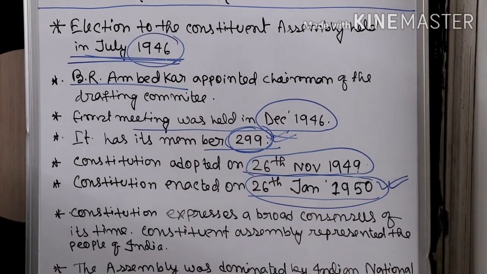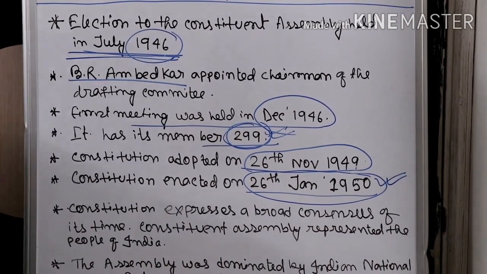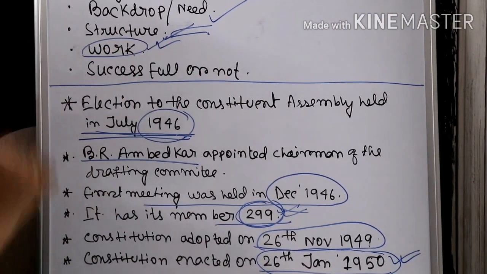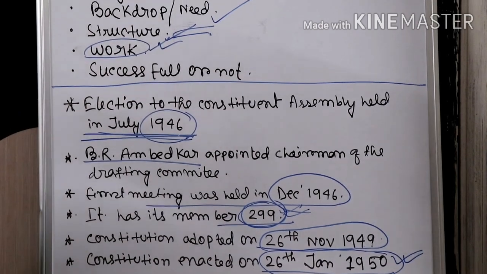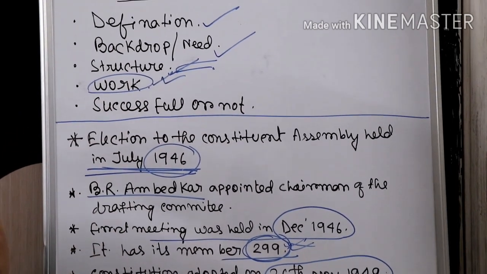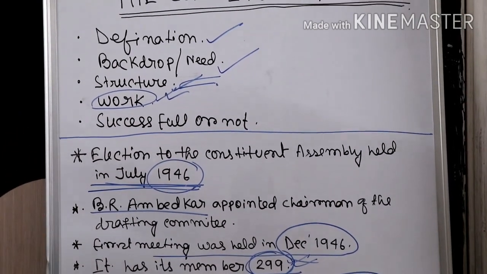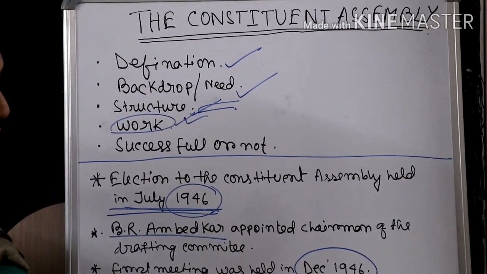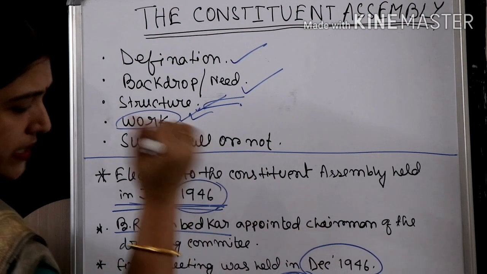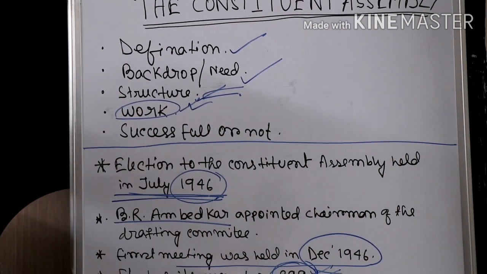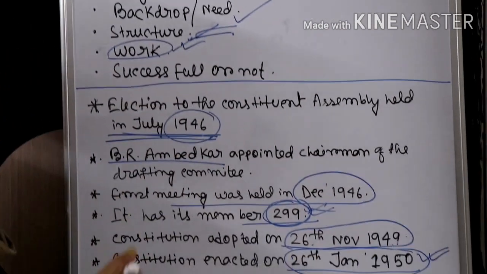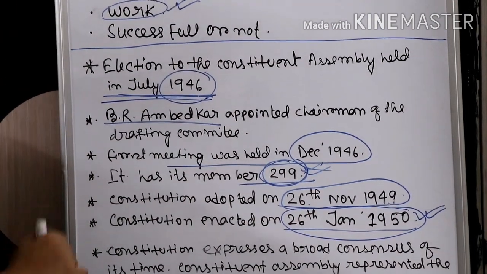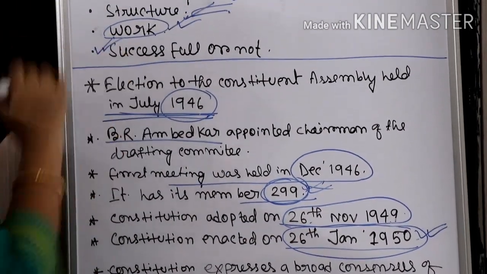Now, how did it work? It's clear how it worked. All the members of the Constituent Assembly came together. They had several meetings and discussed several principles of the constitution, how our constitution should work and all. And they finally made the draft on 26th of November 1949, and the constitution was enacted or implemented in 1950. Clear? Now, whether it's successful or not.